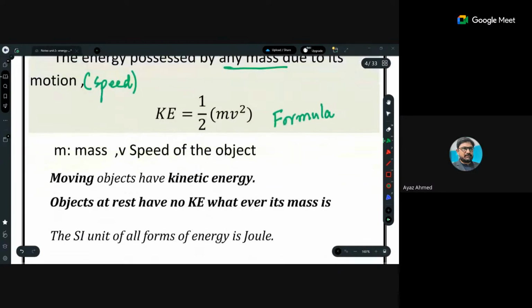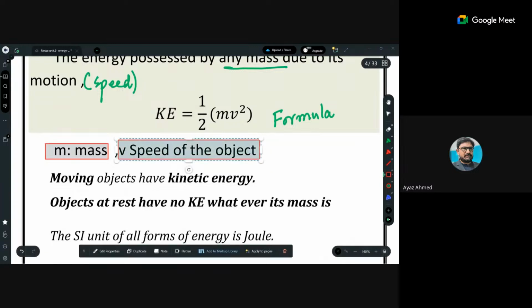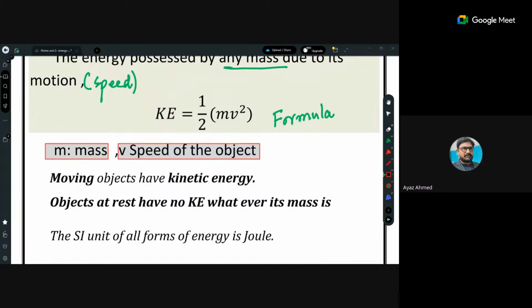What is that? 1 by 2 mv square, where m is the mass of the body, and v can be the speed of the body, because here it is squared. So it does not matter whether it is velocity or speed, both work the same way, right? Because that is a scalar quantity, as I told you, only its magnitude matters. So a moving object has kinetic energy, but an object which is at rest has no kinetic energy at all, whatever its mass is, right?